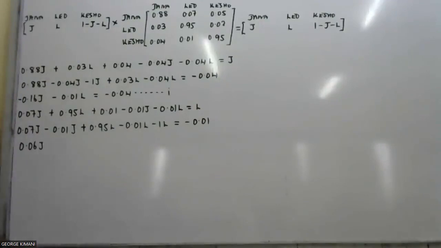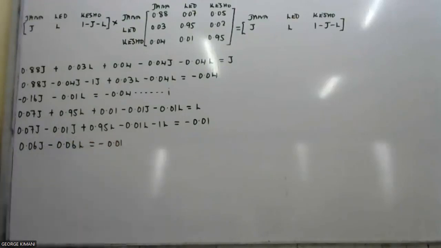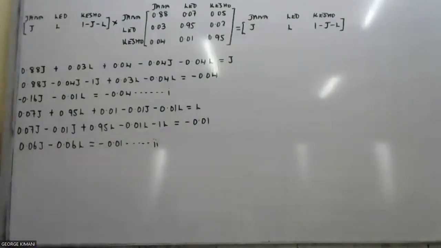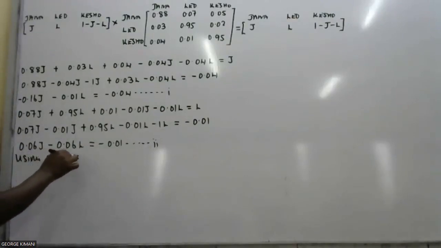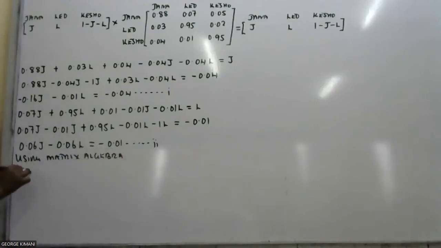So this becomes 0.06J minus 0.06L is equal to minus 0.01. There are many methods of solving equations, but I want to confine you to matrices now that we are doing matrices. So using matrix algebra, I want you to create the matrices. And so, give me the answers. We solve those two equations using the matrix method.